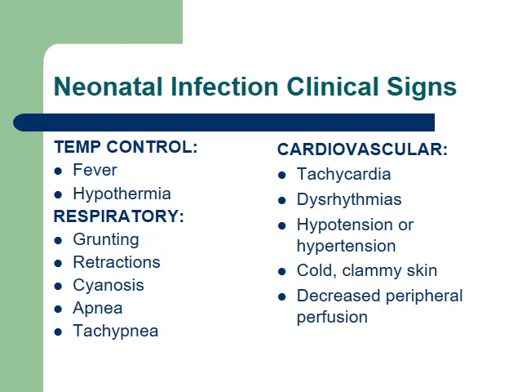Cardiovascular, they'll have tachycardia. A newborn's heart rate should be regular, should be a nice regular rhythm, but in an infection, a baby with an infection, they will have dysrhythmias. They may have hyper or hypotension, cold, clammy skin, and decreased peripheral perfusion.